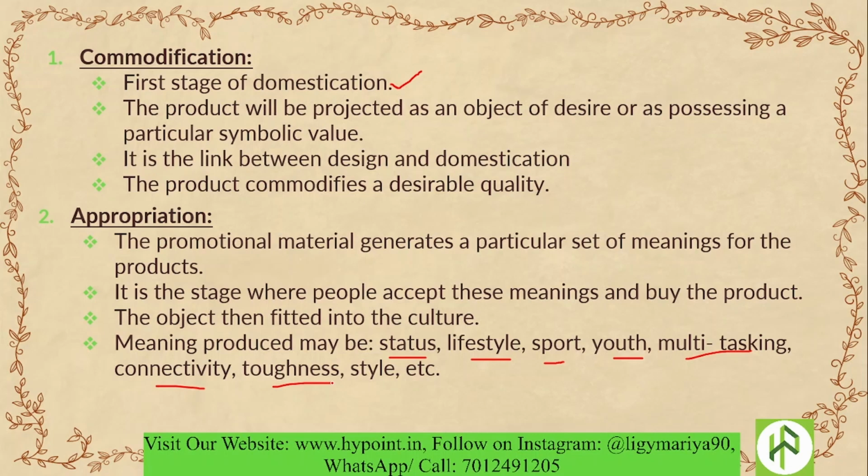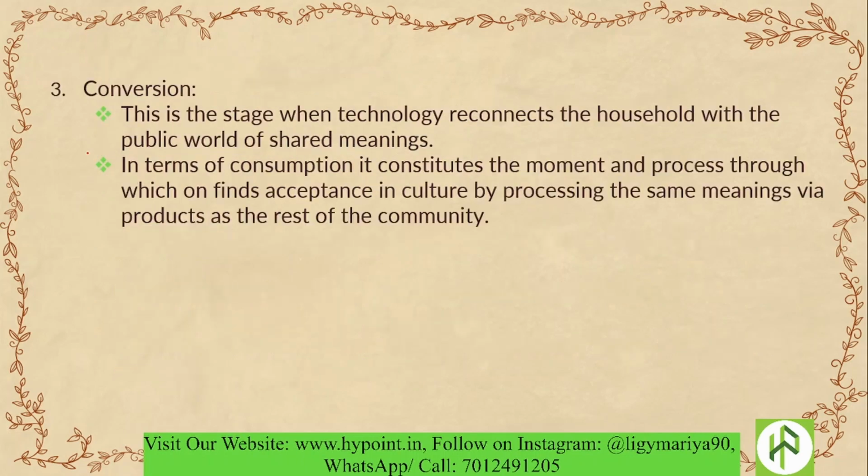Some meanings will be created around the product by the promotional material. Then we accept these meanings and we buy the product. We also believe, we accept that, see, after wearing this dress I'll be like this, my image will be like this, people around me think like this. Okay, the third stage in this process of domestication is conversion. This is the stage when technology reconnects the household with the public world of shared meaning.